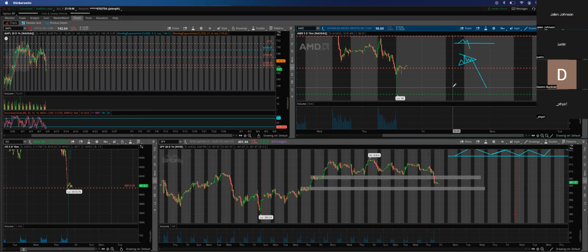Tomorrow, we are finally out of that range, so wait for CPI numbers and we'll see what happens.